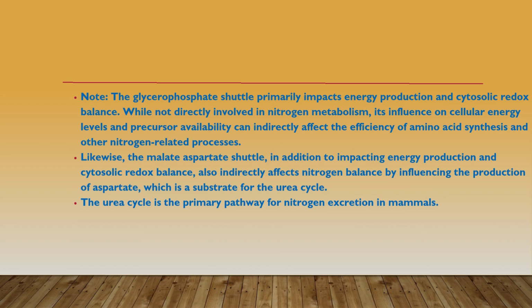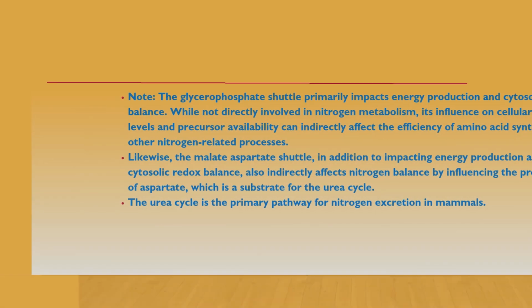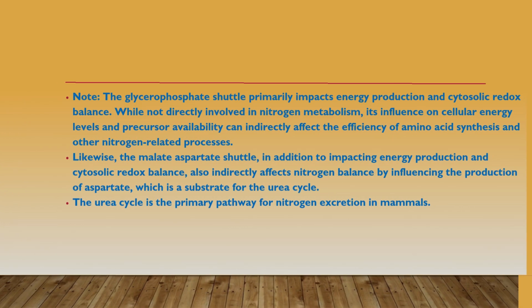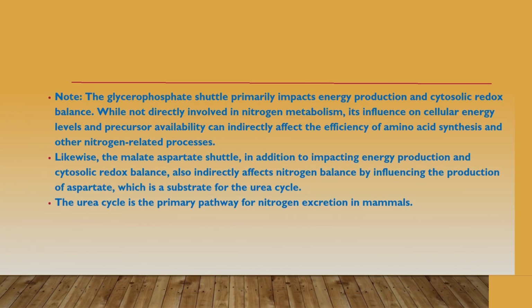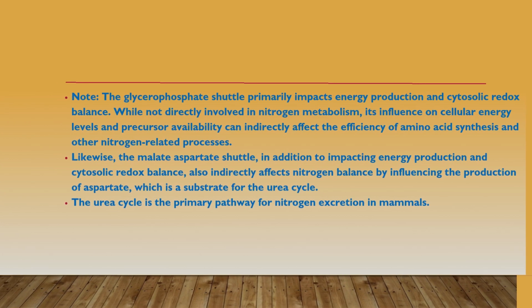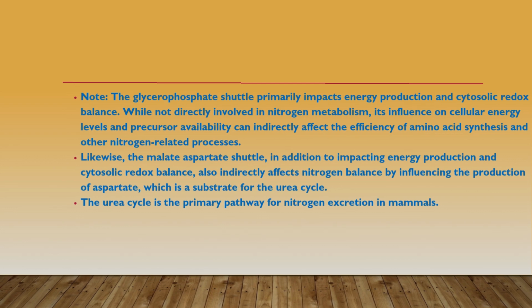Likewise, the malate-aspartate shuttle, in addition to impacting energy production and cytosolic redox balance, also indirectly affects nitrogen balance by influencing the production of aspartate, which is a substrate for the urea cycle. The urea cycle is the primary pathway for nitrogen excretion in mammals.